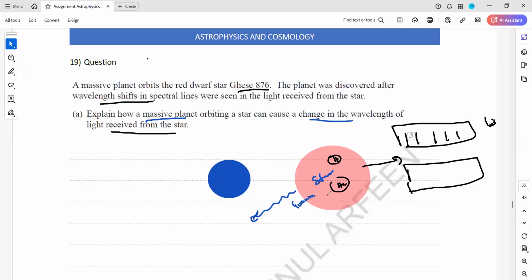For example, this is the hydrogen spectrum done in the lab, and this is what we receive from the star. If we find that the wavelength appears to increase, it means the star is moving away. If the wavelength is decreasing, it means it is moving towards us.